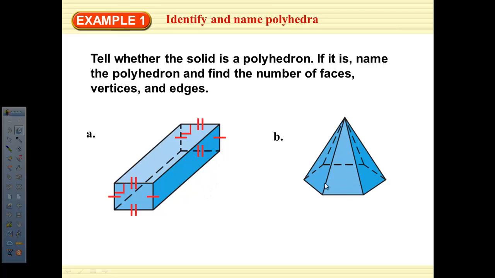For the second one, we notice there's only one base, and the base is a hexagon. Therefore, this is a hexagonal pyramid. The number of faces, we have 1 on the bottom, and then we have 6 triangles going around. I know that because it matches the 6 sides of the hexagon. So 6 plus the 1 gives us 7. The number of vertices, we've got 1 up top and then 6 going around, so there's 7 vertices. And then the edges, we've got 6 going around the bottom, and then we've got 6 going up to this top point right here. So that would be 6 plus another 6 is 12.